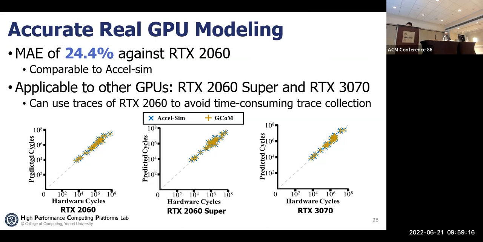Additionally, the trace collection process is time-consuming. GCoM could efficiently model the different NVIDIA GPUs using the trace collected from an NVIDIA RTX 2060 GPU.